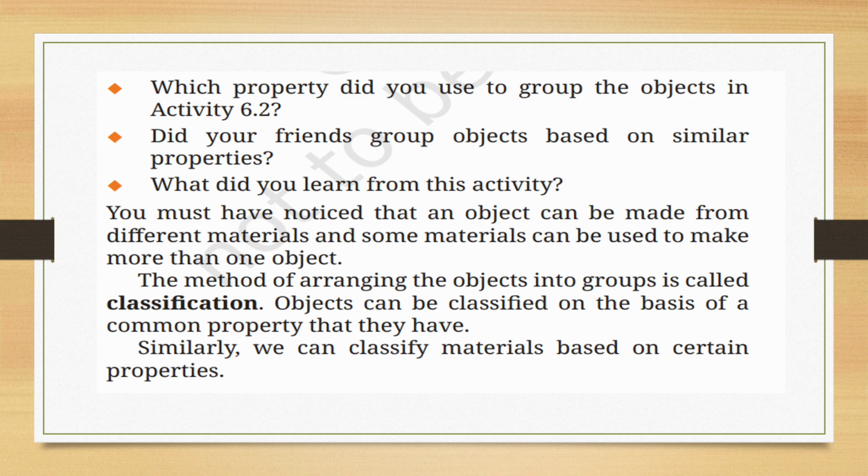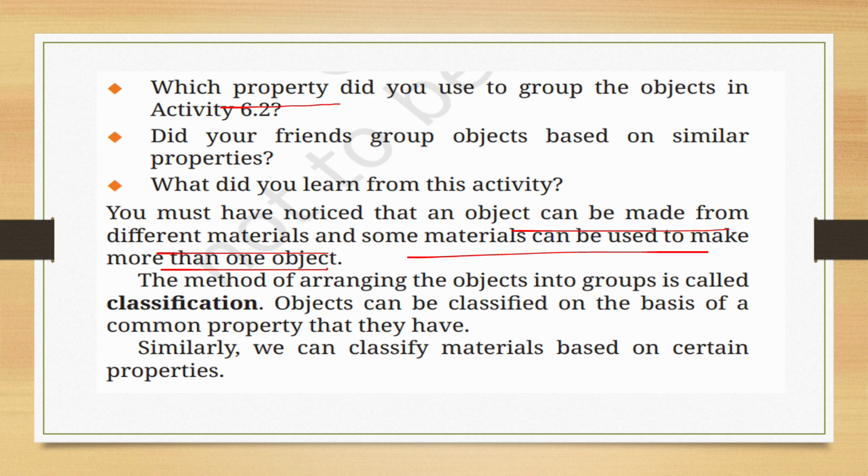Which property did you use to group the objects in activity 6.2? We grouped the objects based on their materials. Did your friends group objects based on similar properties? What did you learn from this activity? You must have noticed that an object can be made from different materials and some materials can be used to make more than one object.